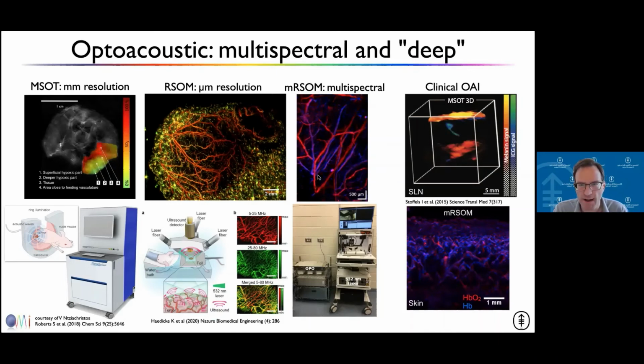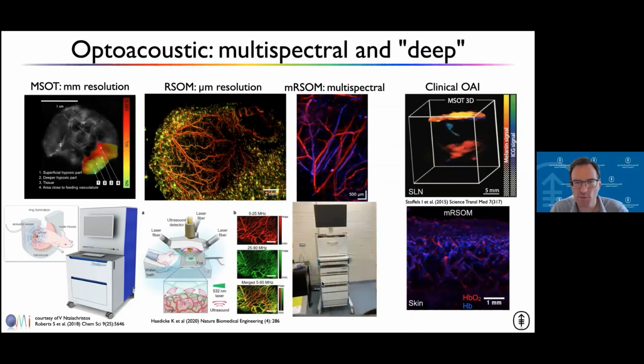We now have a multispectral version of this. First, it was also a prototype. Now it's a commercial one, where we can look at oxy and deoxy hemoglobin at this resolution, which is very close to intravital microscopy almost. And then there's a clinical version, both of the lower and the higher resolution scanners, and we're starting a clinical trial with an MSOT equivalent clinically soon.